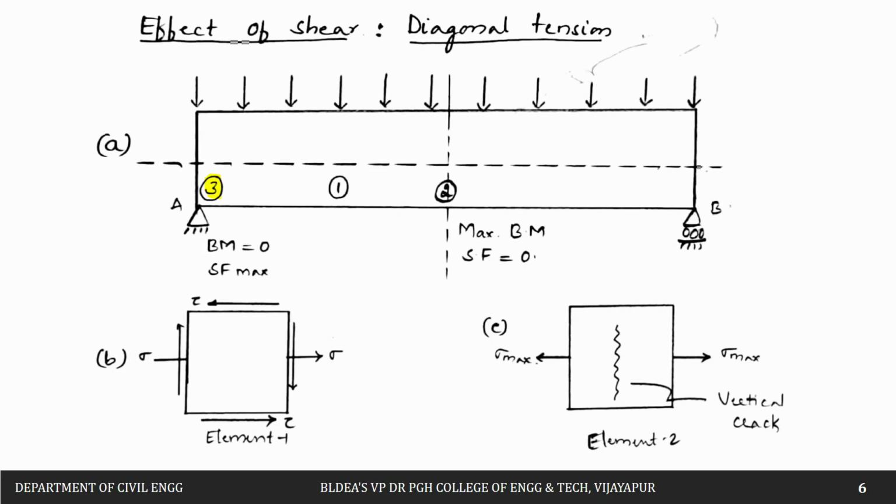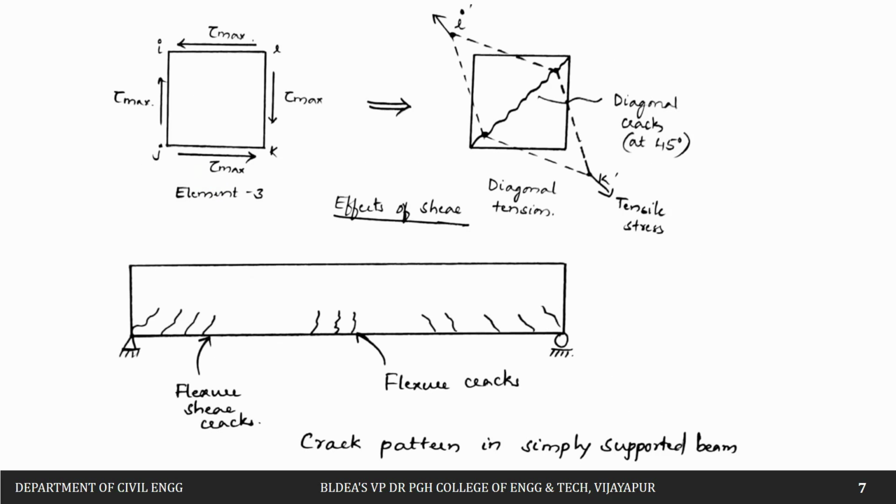Similarly, when you take a section at support 3 and see the element, at the support the bending moment will be 0. So therefore here we don't have any bending. Only we have the shear, tau c max.